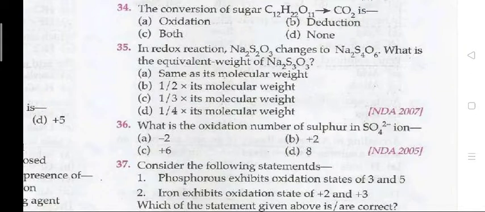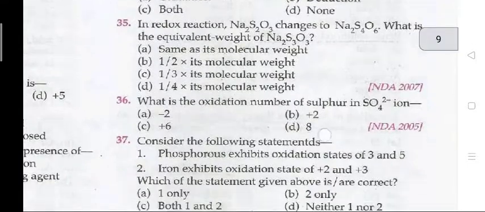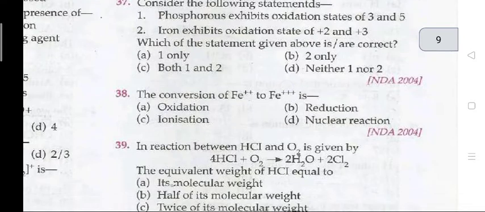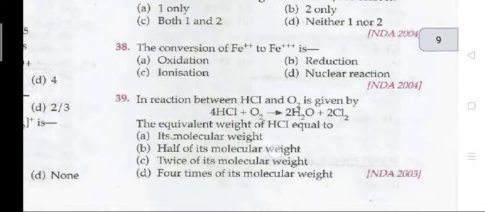Question number 36: what is the oxidation number of sulfur in SO4 2- ion? The right answer is C, +6. Question number 37: consider the following statements. First, phosphorus exhibits oxidation states of +3 and +5. Second, iron exhibits oxidation states of +2 and +3. The right answer is C, both 1 and 2. Question 38: the conversion of Fe2+ to Fe3+ is a. The right answer is A, oxidation. Question 39: the reaction between HCl and O2 is given by 4HCl plus O2.